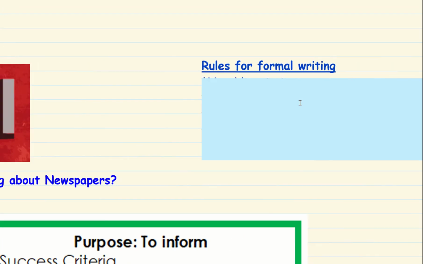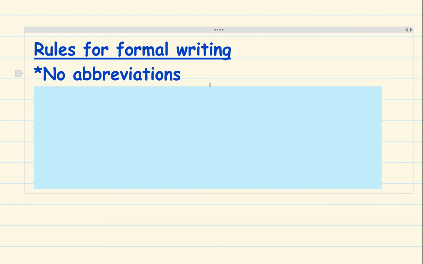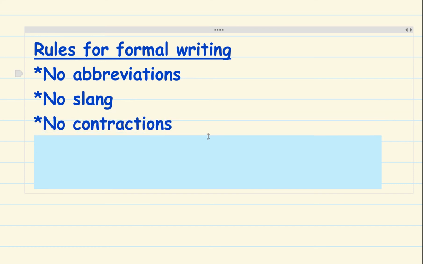Now, there are some rules for formal writing. Can you remember what these are? Pause the video, see how many you can remember, off you go. Right, our first one, no abbreviations. So I'm writing my words fully, I'm not shortening them. No slang, so you've got to write as if you're writing to the Queen, not as if you're talking to your mates at the park.